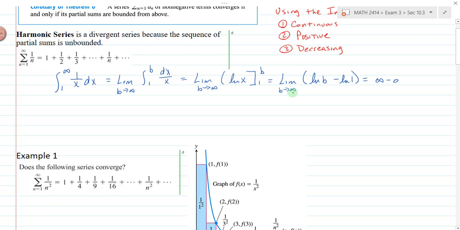So when we plug in our upper bound, we're going to get the natural log of b, and when we plug in the lower bound, we get the natural log of 1. The natural log of 1 is 0, but the natural log function goes off to infinity. Remember, the graph of a natural log function looks like this. So as b goes to infinity, that natural log continues to get bigger and bigger. And remember, in the last section, we said that divergence dominates. So this integral is going to diverge, and therefore, by the integral test, this series is going to diverge. And I haven't formally given you the integral test, but I'm about to.